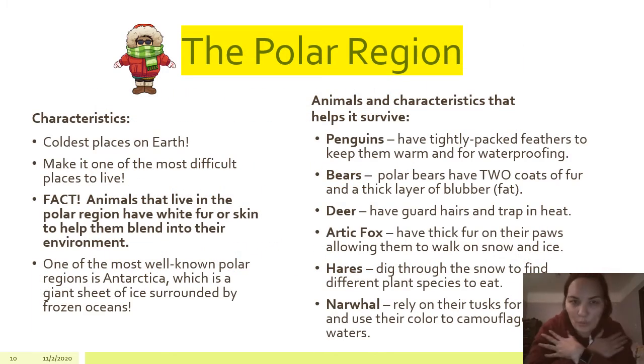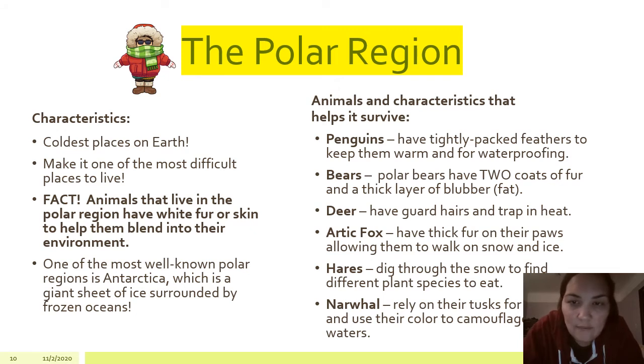The polar region. Can anybody tell me what they think the polar region is going to be about? Yep, that's right. It's going to be about the coldest places on Earth. It makes it one of the most difficult places to live in. So these animals are going to be very unique. Now, this is another fact for you guys. Animals that live in the polar region have white fur or skin to help them blend into their environments. One of the most well-known polar regions is Antarctica, which is a giant sheet of ice surrounded by frozen oceans. So let's talk a little bit about some of these animals that survive in this habitat really quickly.